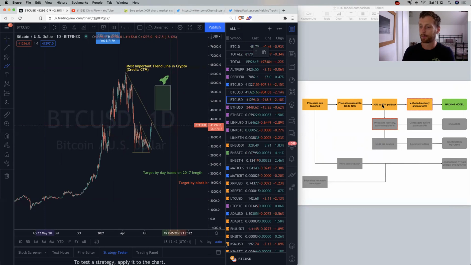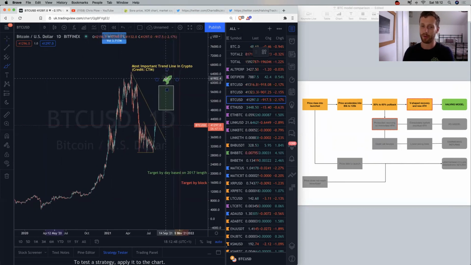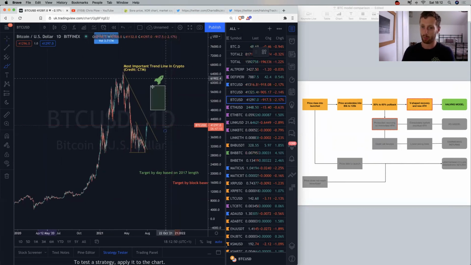From that pullback, then we're expecting a V-shaped recovery. So that pullback to be very, very sharp. We'll look at some previous examples in a second. And then to quickly bounce out of that and make a new all-time high. If that sequence of events takes place, we are very much looking at the halving model.